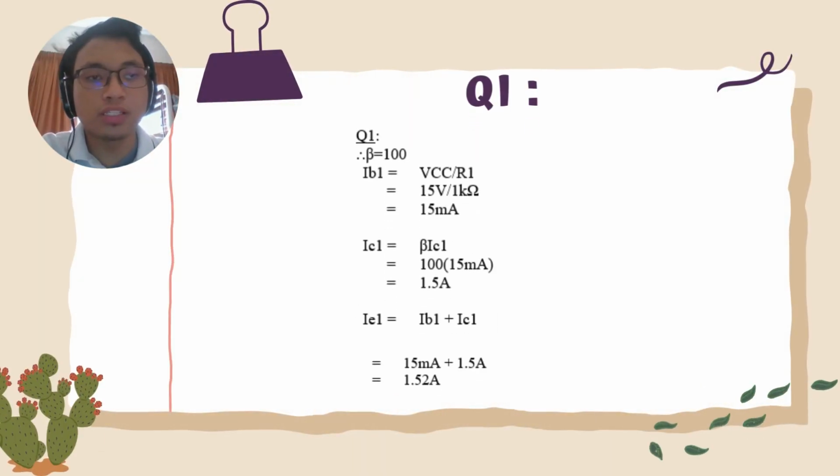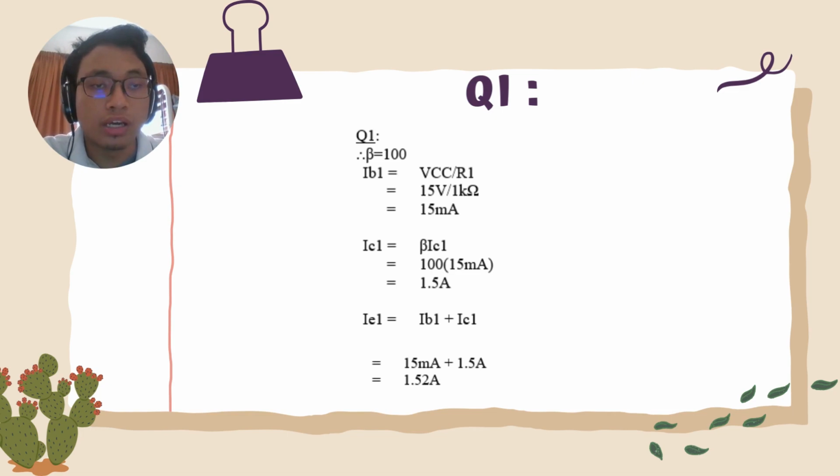Over here is the calculation for the first transistor. It's given that the beta value for the transistor is 100. To solve the calculation, first we need to find the base current. The formula for base current is VCC divided by R1, which is 15 volts divided by 1 kilo ohm, which gives us a base current of 15 milliamps.